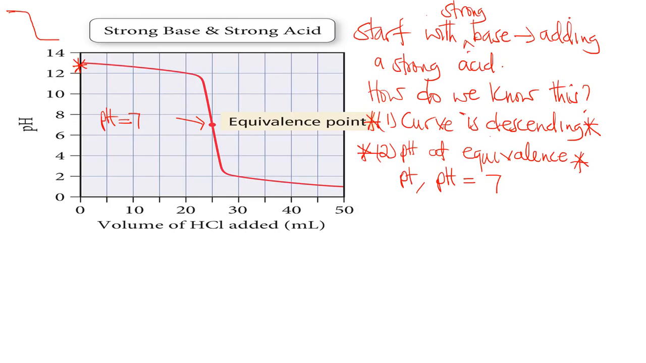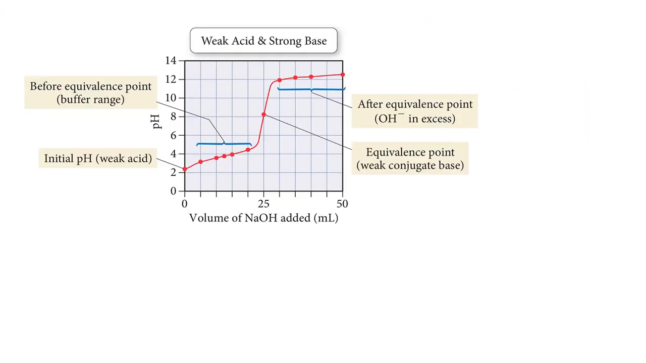So let's look at another curve. In this curve, we have a weak acid and a strong base. We are adding these two. So how do I classify this graph? In this graph, I am starting with a weak acid, and then I add strong base to that weak acid.